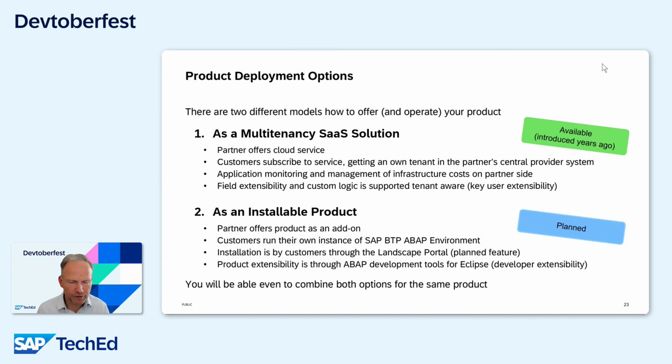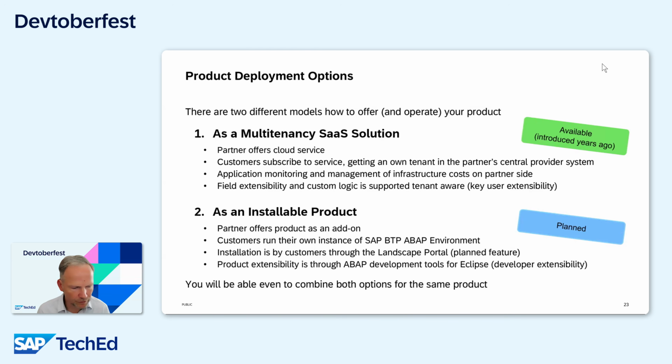And very important, and I will show you a live demo later on, it's even possible with this scenario, so with a multi-tenancy SaaS solution, that your customers can even do field extensibility and custom logic to extend your solution. So we call this key user extensibility because there is no ADT access and the like. So we also want to offer a second option.